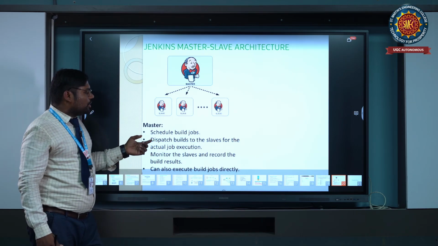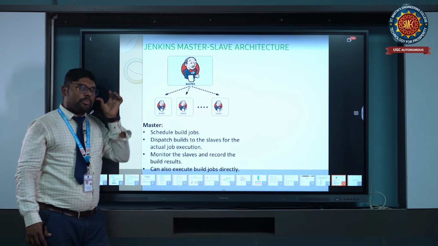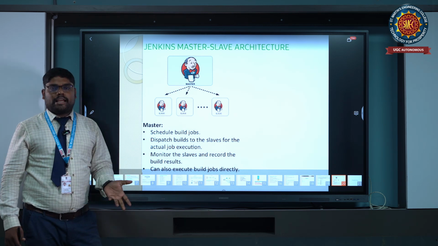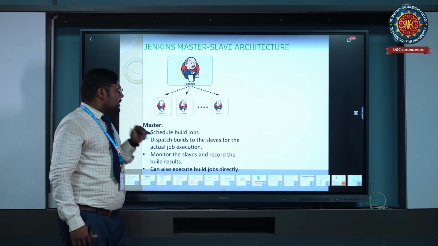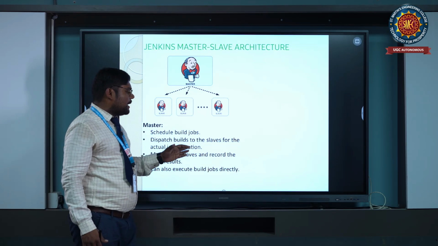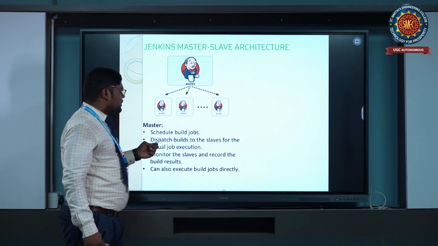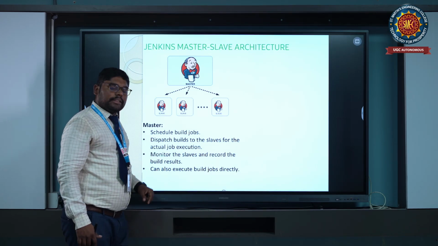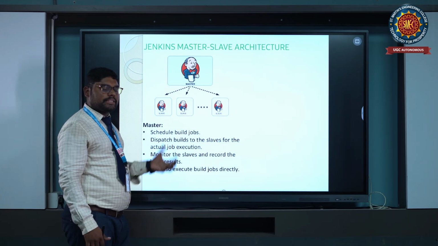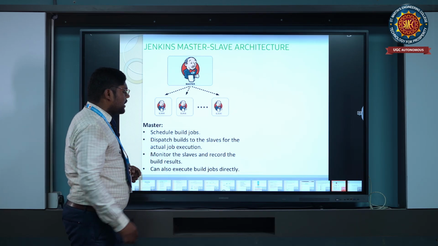The master schedules the build jobs, and different jobs are stored in the Jenkins server. For example, if one job crashes, you can automatically retrieve the jobs. We can distribute the builds, and the job is executed. We can create any job and run it from the application's point of view using Jenkins.